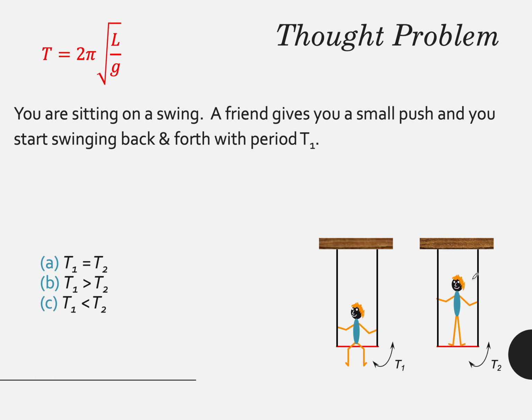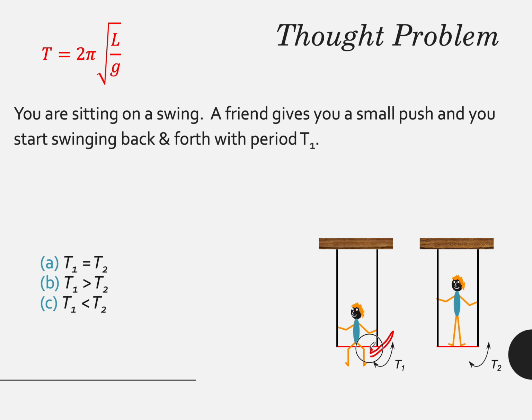Finally, a thought problem, or not finally, but we're getting close to the end. You're sitting on a swing, a friend gives you a small push, and you oscillate back and forth with a period T1. Now you decide to stand up on this thing. So now if you're standing and then you swing back and forth, would your period stay the same? We'll call this one T2. So the options are here. Which one's the right one? Do the periods stay the same? You're like, yeah, because the length of the swing hasn't changed. Or are the two periods different from each other? If you would please pause the video, think about it for a brief moment before you continue.